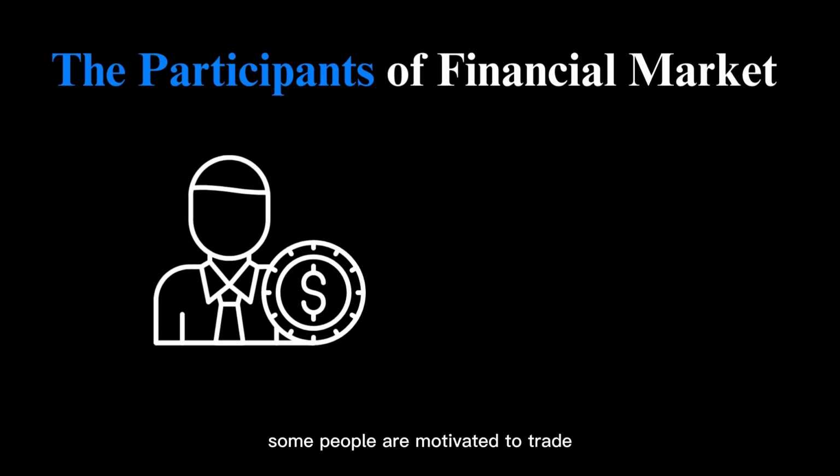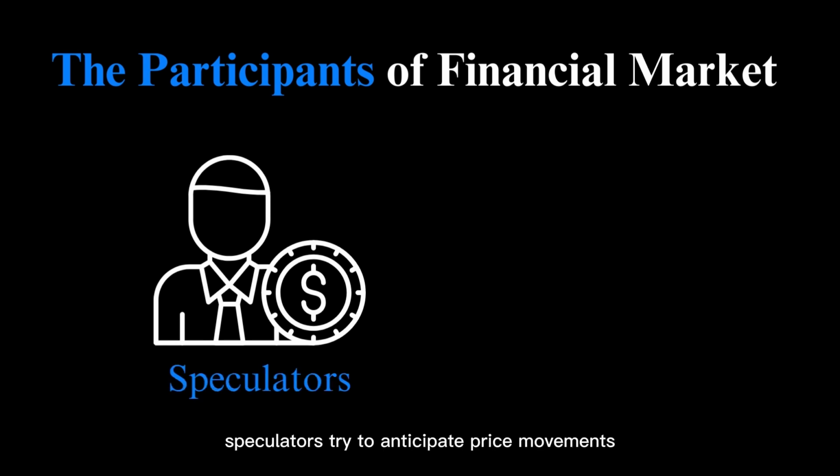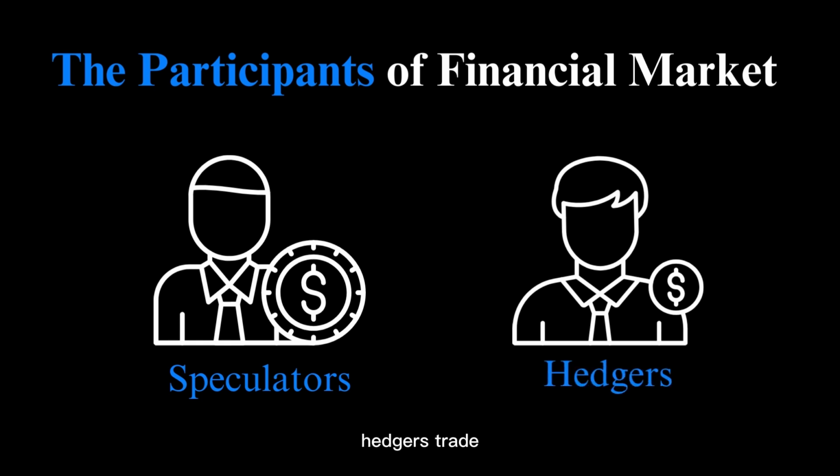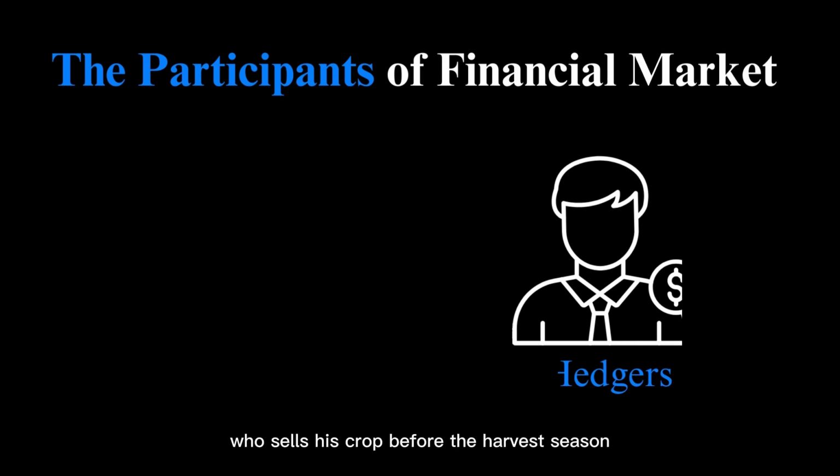Some people are motivated to trade because they expect to gain a profit on their investment. We call them speculators. Speculators try to anticipate price movements and trade to make a profit by buying low and selling high. Some other people are motivated to trade in order to manage their risk. We call them hedgers. Hedgers trade in order to protect an asset they already have, like the farmer who sells his crop before the harvest season.